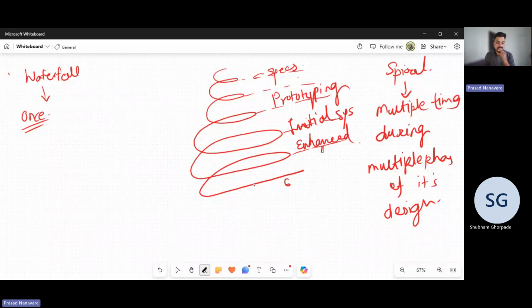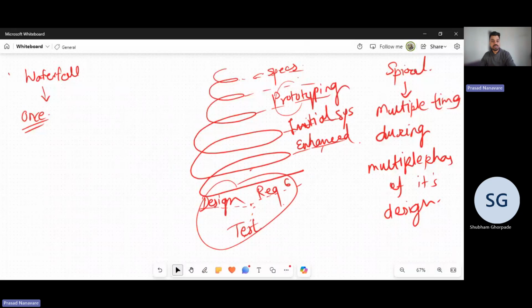At each step, what we are doing is requirement, design, and test. At every single step. So in this specification phase we did these three things, then in prototyping also, in the initial system that was designed we did this too, and in the enhanced system of course we had to. So this is the spiral design, which means we design the system multiple times.